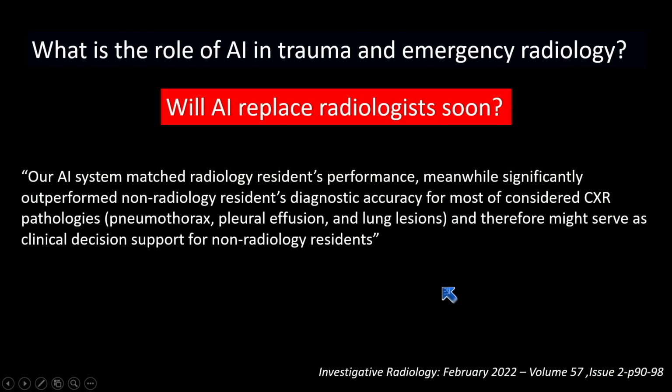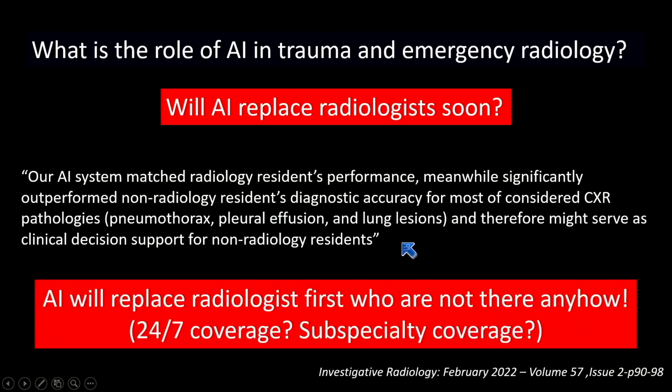But nevertheless, here's another one that's just published in February. Our AI system matched radiology residents' performance, meanwhile significantly outperformed non-radiology resident diagnostic accuracy for most considered X-ray findings like pneumothorax, pleural effusion, and lung lesions. This was tested in an emergency room setting, and the conclusion is therefore it might serve as clinical decision support for non-radiology residents. So what's wrong with this? For me, the answer is very simple. AI will replace radiologists first who are not there anyhow.